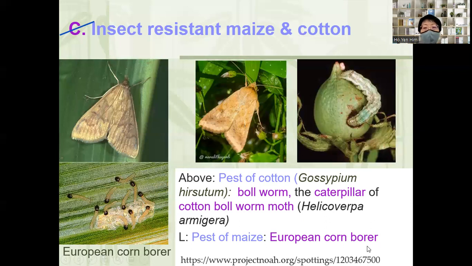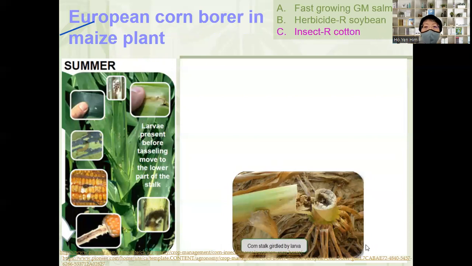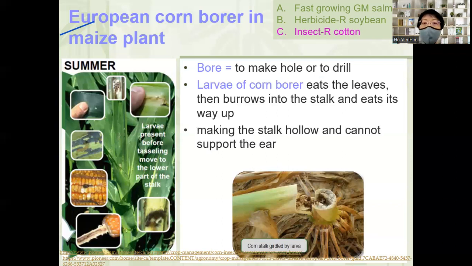Why? Because of borer. So what is borer? Borer means to make a hole or to drill. What happens is that the eggs are laid on the leaf. When it hatches, the larva, or the caterpillar, starts to feed on the leaf. As it feeds and progresses, it will go to the stalk. It will make holes as it feeds on the stalk and make a tunnel. Then the whole stalk becomes hollow and not strong enough to support the entire plant, so the plant will fall down. Then the yield becomes less already. Okay.